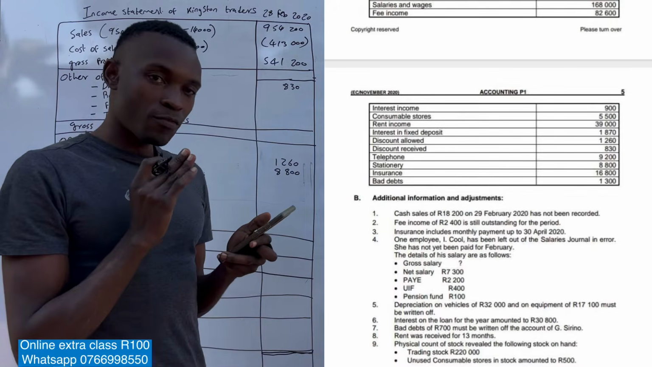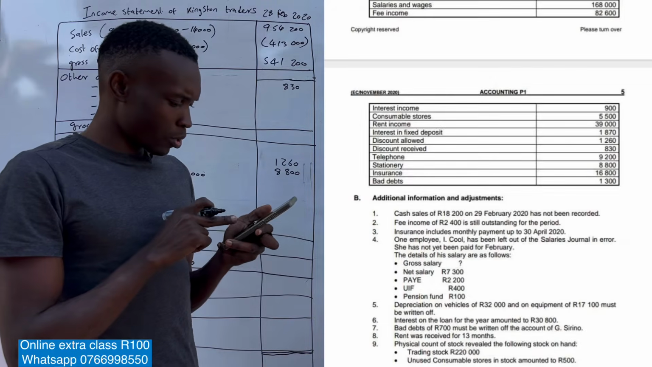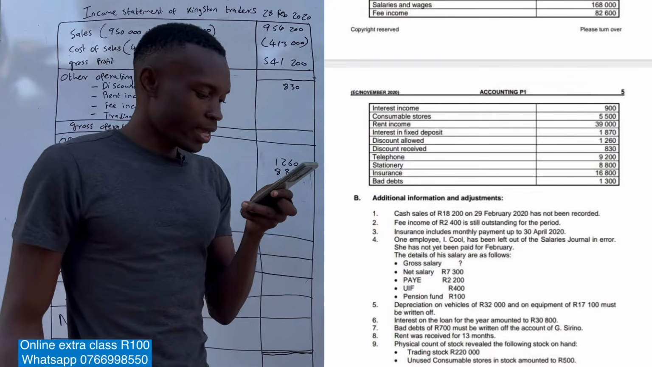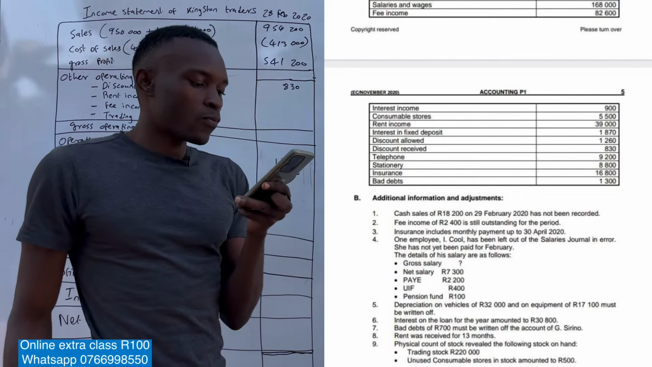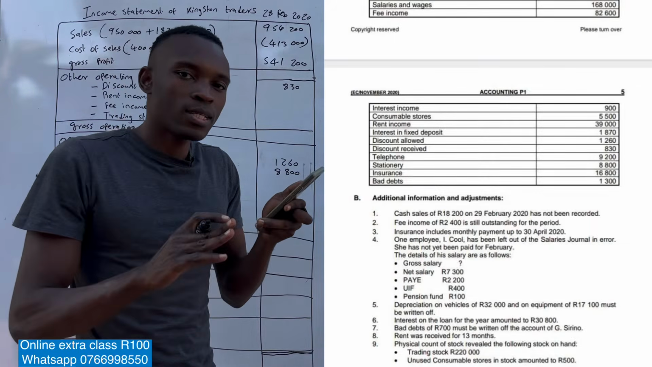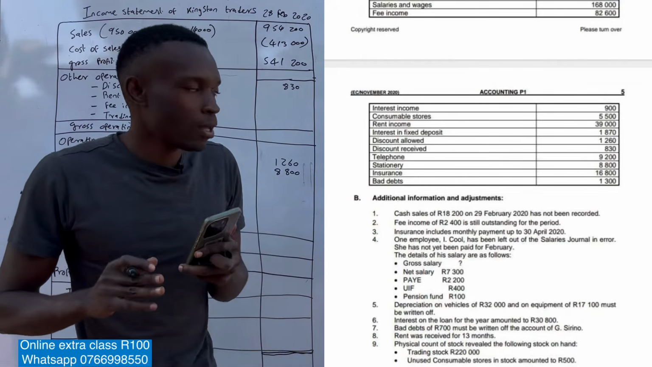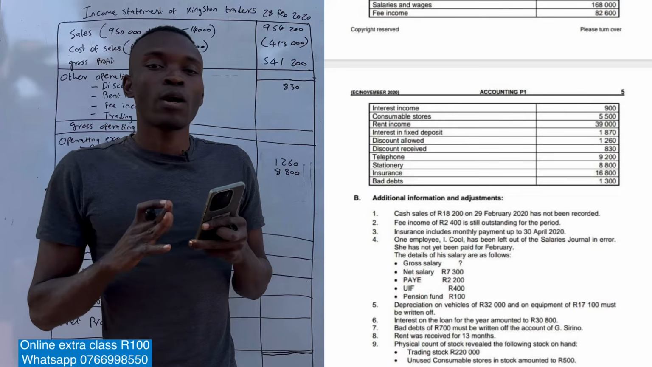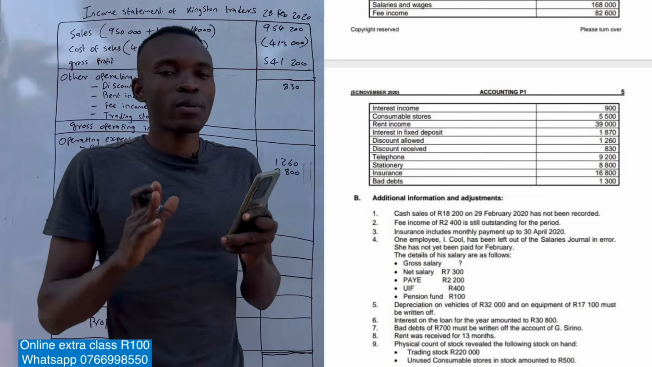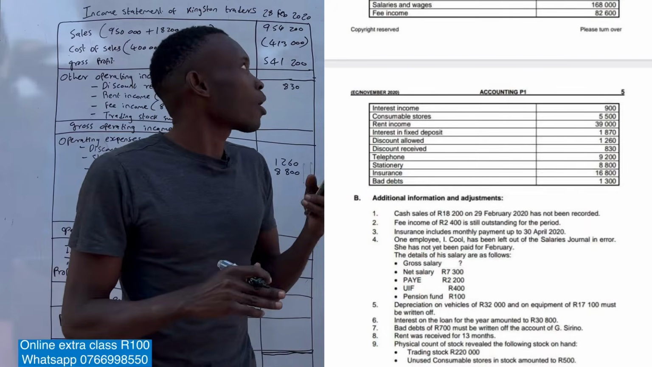Now moving forward, let's check. We are going to transaction number 2 because number 1 we already covered on top. They say a fee income of 2,400 is still outstanding for the period. If they say it is still outstanding, it means that we have to record it. It's not yet recorded. Remember, the major purpose is to make sure that we record everything, whether it's paid or not. It has to make 12 months.